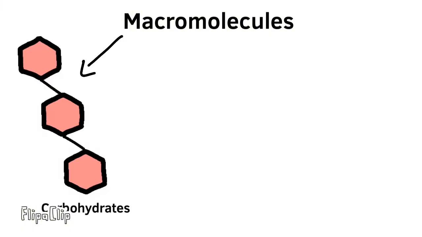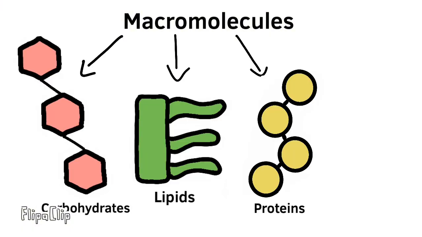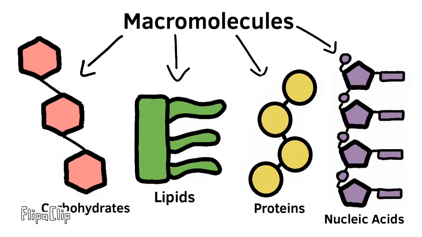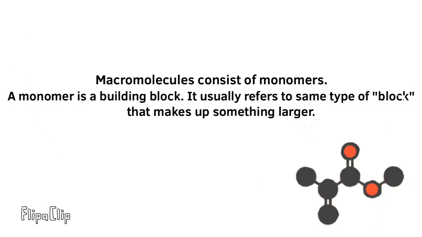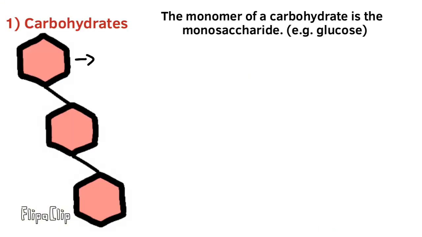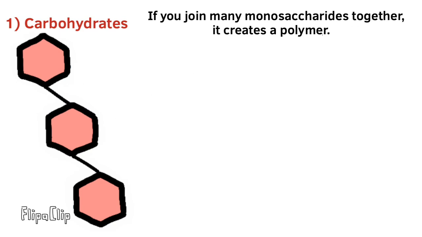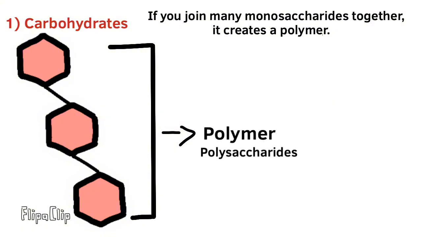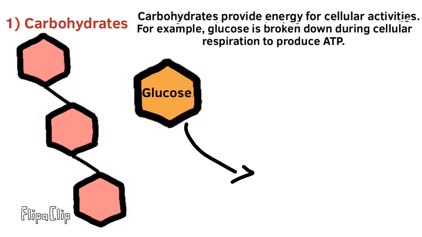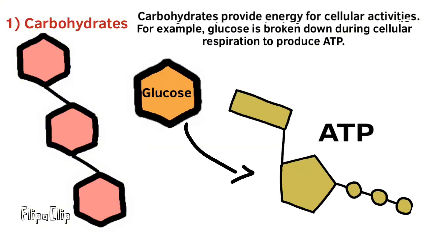Macromolecules. Macromolecules are classified into carbohydrates, lipids, proteins, and nucleic acids. Macromolecules consist of monomers. A monomer is a building block. It usually refers to the same type of block that makes up something larger. Carbohydrates. The monomer of a carbohydrate is the monosaccharide, for example, glucose. If you join many monosaccharides together, it creates a polymer. Carbohydrates provide energy for cellular activities. For example, glucose is broken down during cellular respiration to produce ATP.